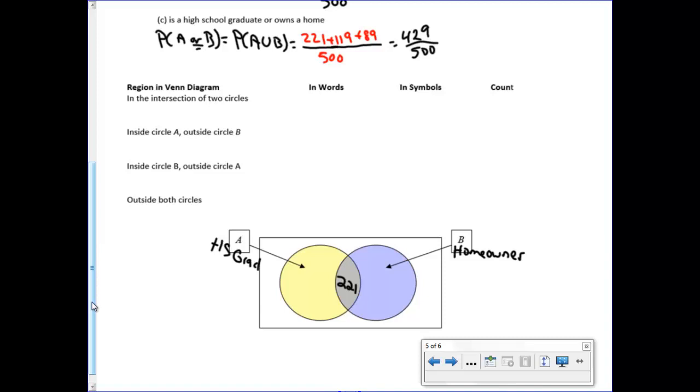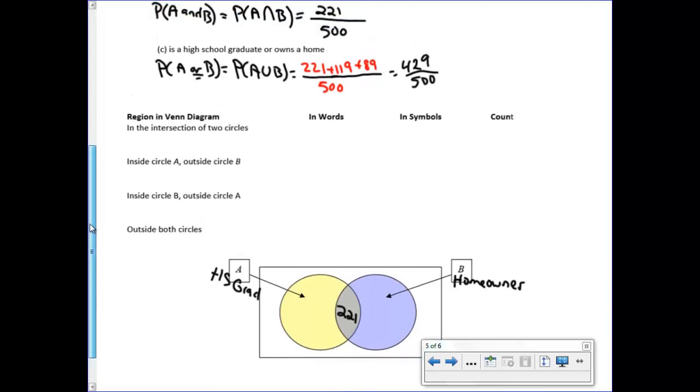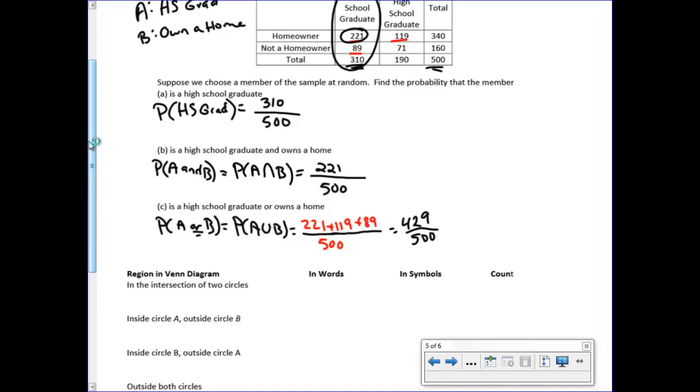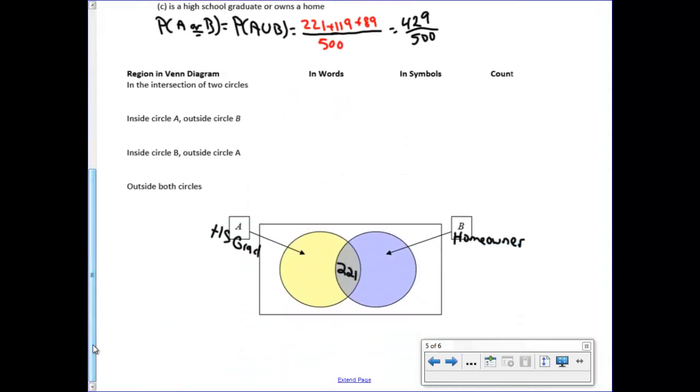So then of my people who are high school grads, I have this whole circle here. High school grads, I have 310 total. 221's in the intersection. That means 89 is in the other part of the circle. So I have 89, 221, you add them together and you get your total for how many high school grads you have.